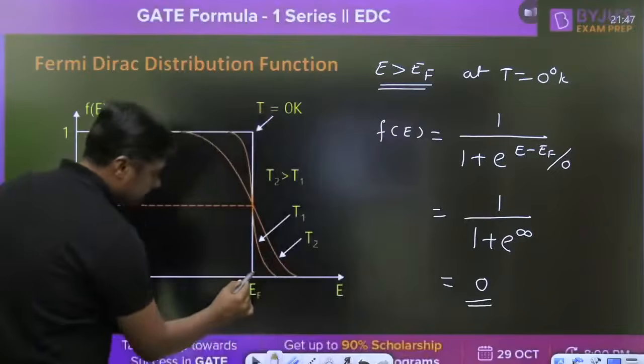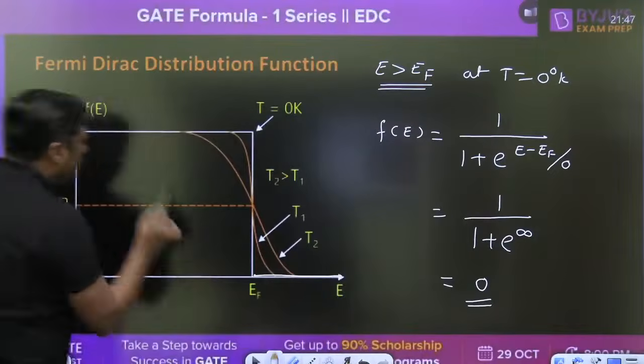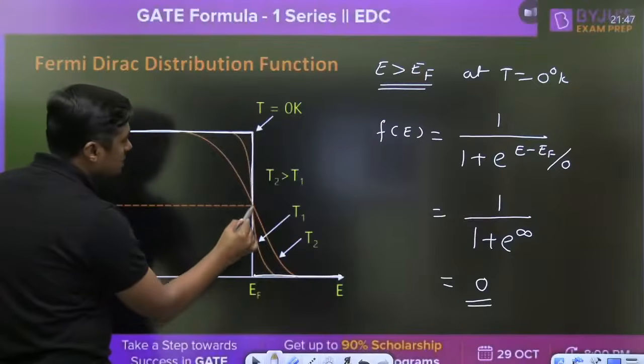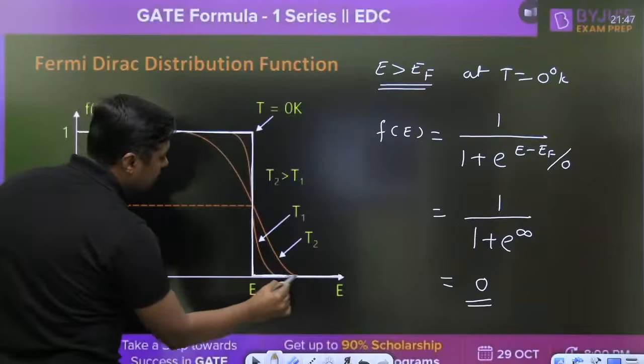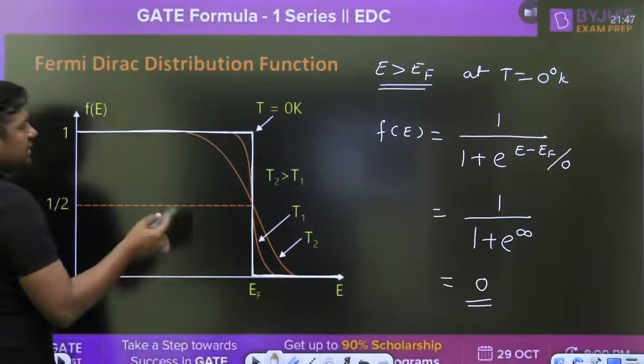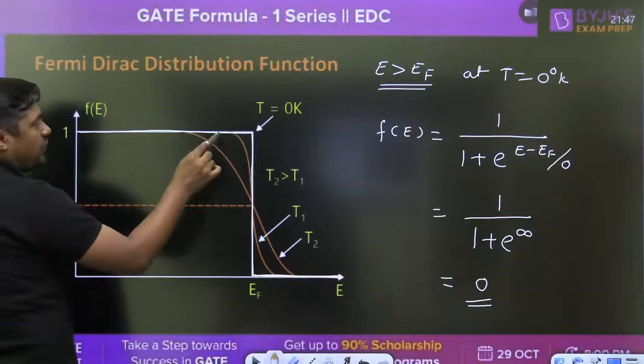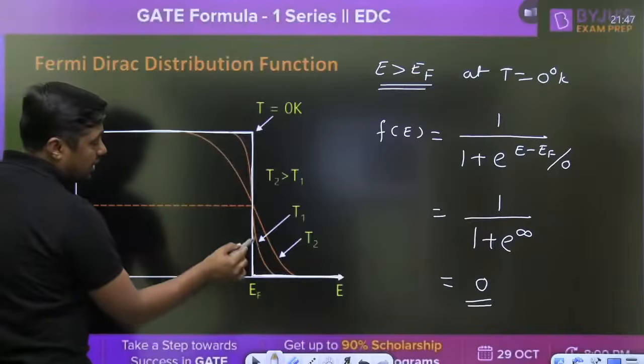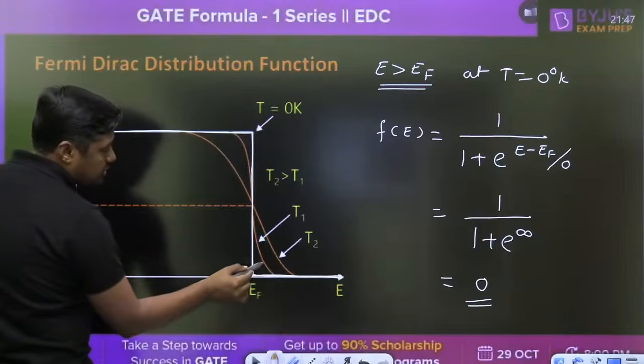That is the graph. 0 probability, 1. This is the graph exactly at 0 degree Kelvin. When we are increasing the temperature, the probability of finding an electron at this point decreases and the probability of finding an electron at this portion increases.